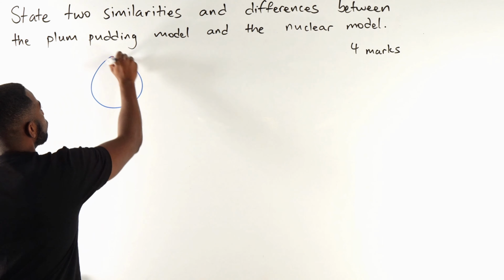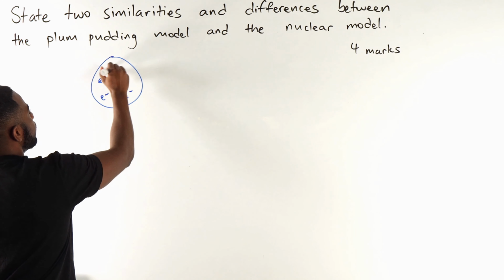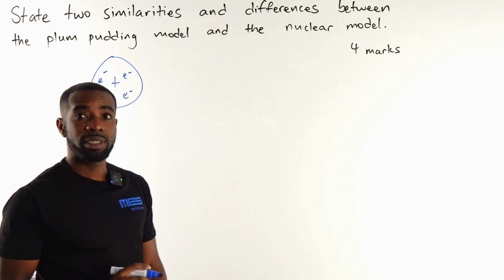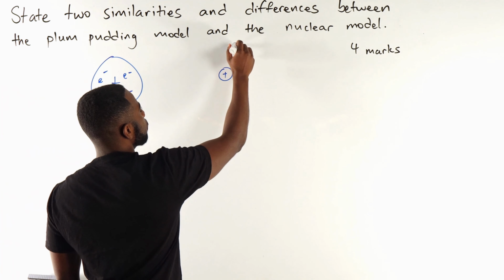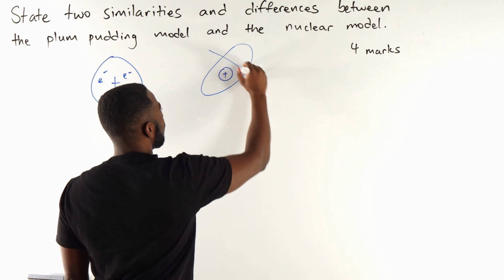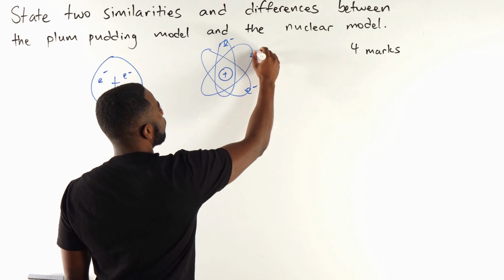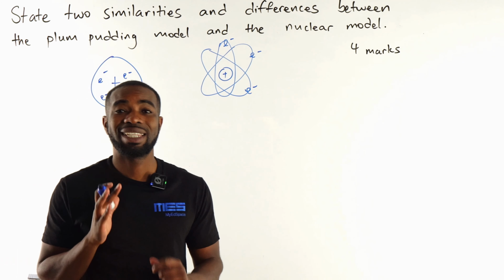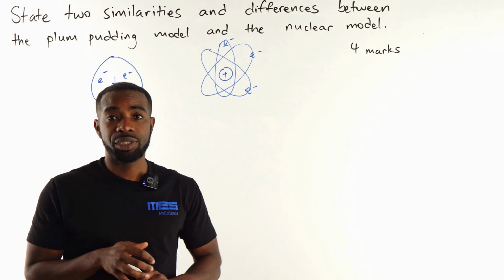The plum pudding model states that we have a ball of positive charge with electrons randomly distributed within that ball of positive charge, and our nuclear model has a nucleus, that's why it's called a nuclear model, and a cloud of electrons around it. So do not get this one confused with the planetary model where the electrons are in shells. For the nuclear model, they are not in shells, they are in a cloud.